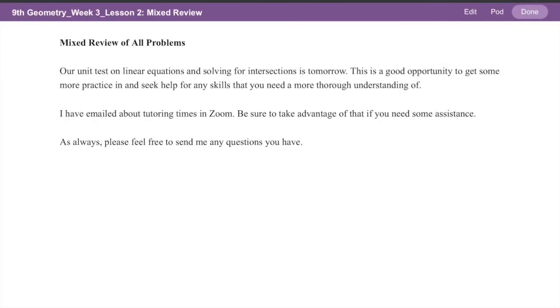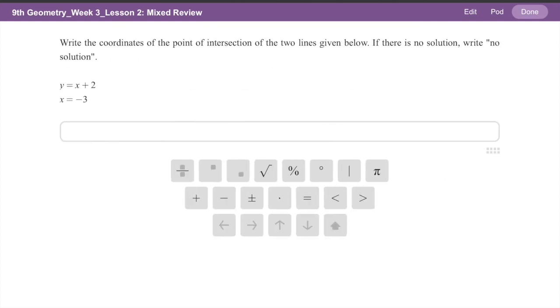All right, hello everyone. We're going to work through the second day of mixed review assignment for the test that's coming up on Wednesday, and we'll just work through each of the problems one by one so you can check your work. Okay, let's get right into it. So this first one is an intersection problem. Looks like this one is set up in a pretty easy way, but we'll work through it nevertheless.